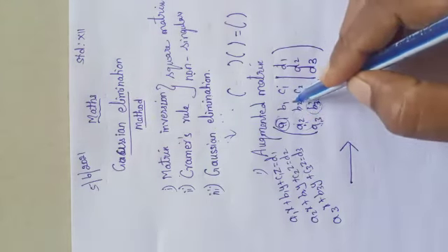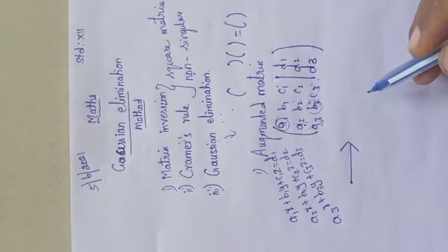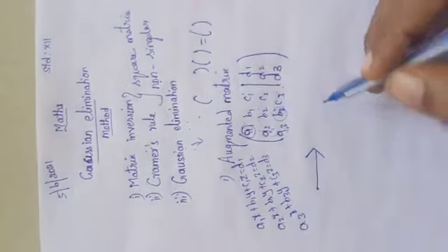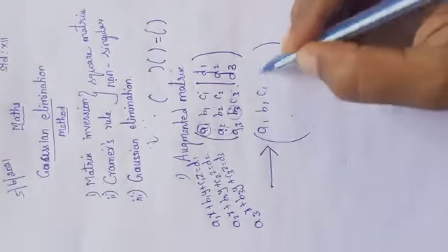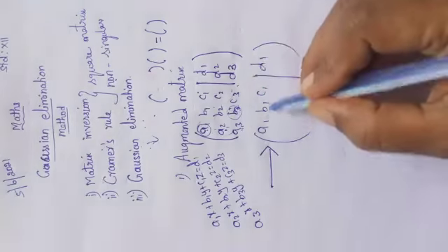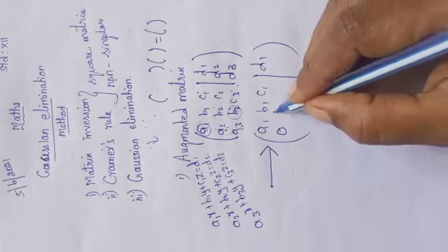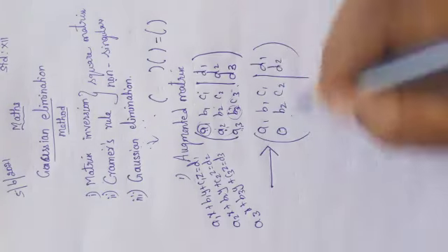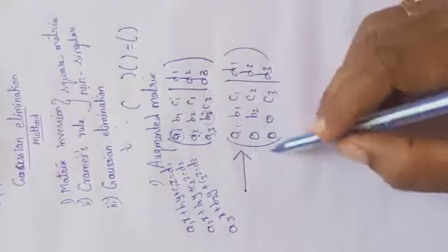So we convert this augmented matrix to row echelon form, and then by the back substitution method, we will get the values of x, y, z. For example, at the end when we convert, we may get a1, b1, c1, d1, which can be any values, not only a1, b1, c1. Then 0, b2, c2, d2, and 0, 0, c3, d3. We may get it in such a way.